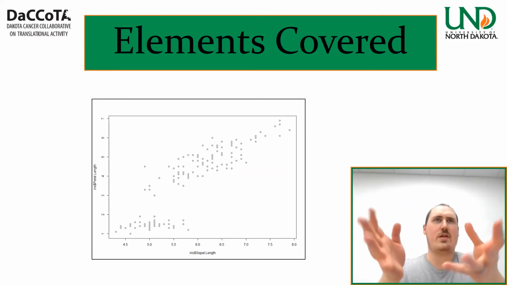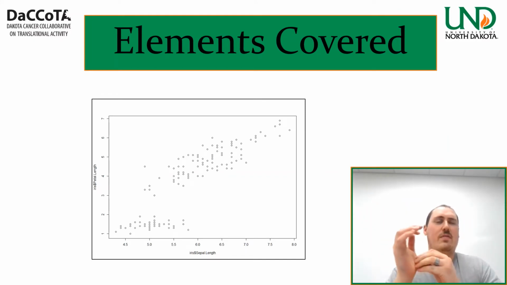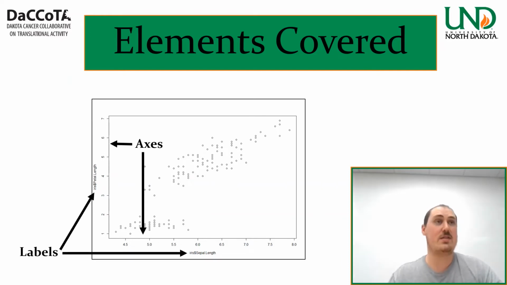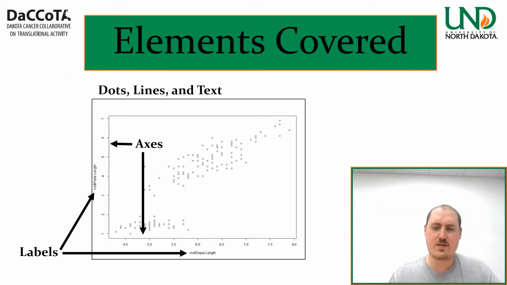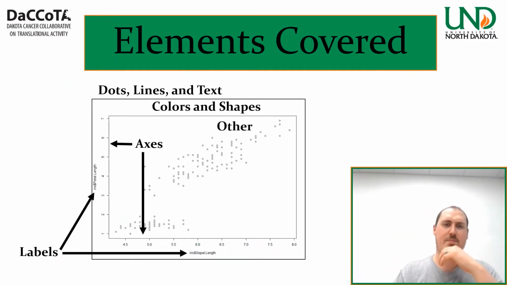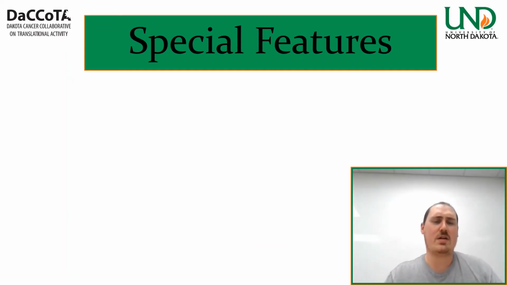And then for each of the graphs, I'll cover a variety of elements. I'll start with the very basic, how to make the graph, and then how to modify it. So for example, for a scatter plot, I'll teach you how to modify the axes as well as labels, different things with dots, lines, text, and then more aesthetic stuff like colors and shapes, and then finally a catch-all other category.